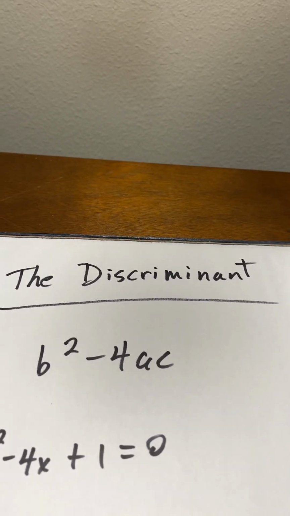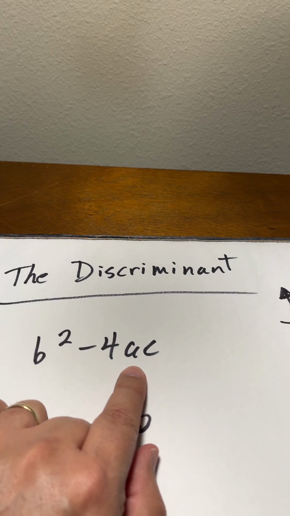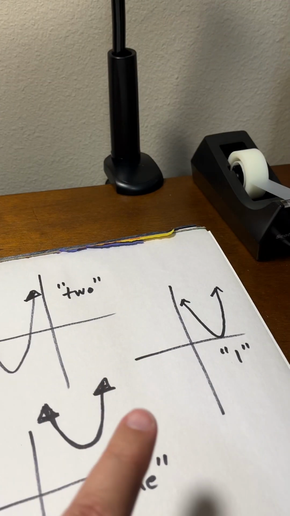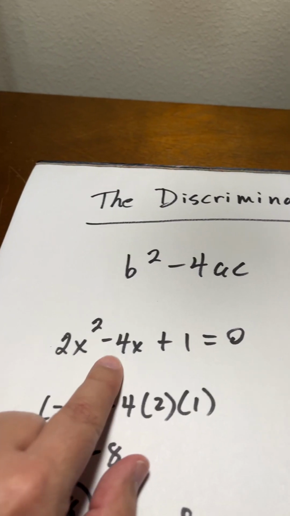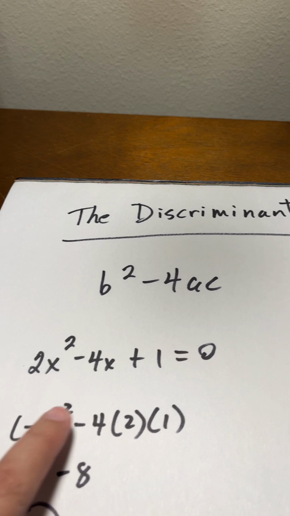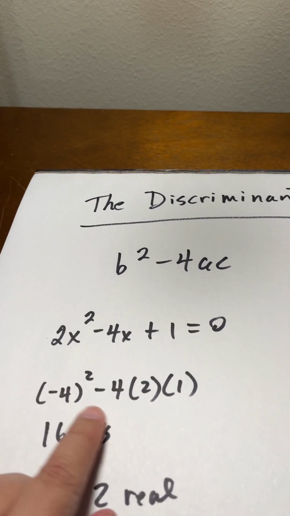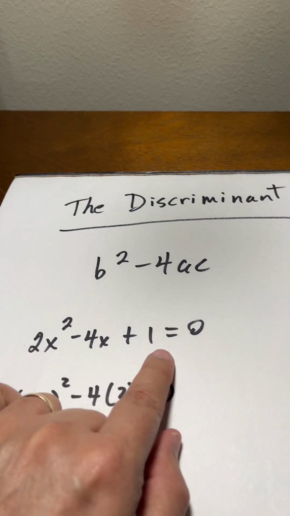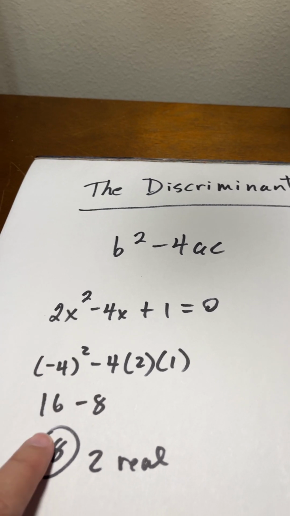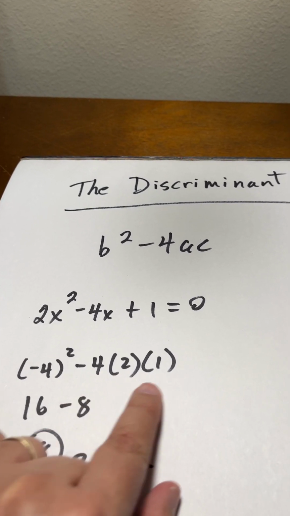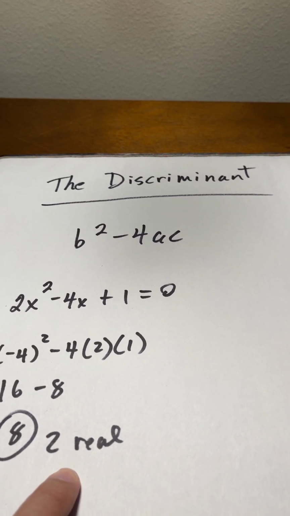So the discriminant is called b squared minus 4ac. So you calculate that, and it'll let you know which situation you have. So consider this quadratic. So b is -4, so b squared looks like that. Minus 4 times a times c looks like this. -4 in parentheses squared is 16. If you multiply here, you get -8. 16 minus 8 is 8. That means we have two real solutions.